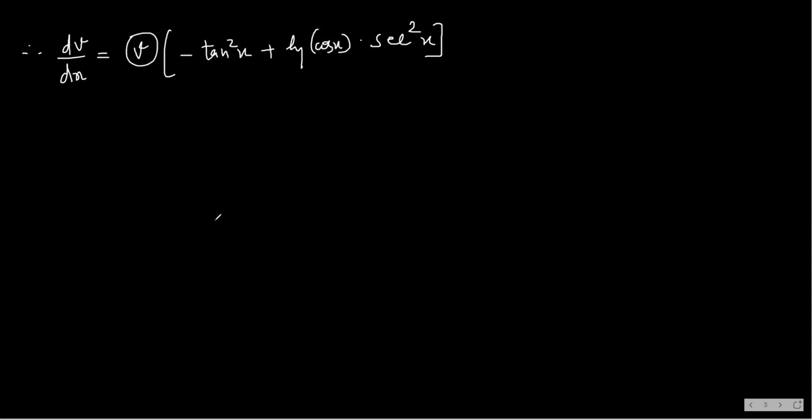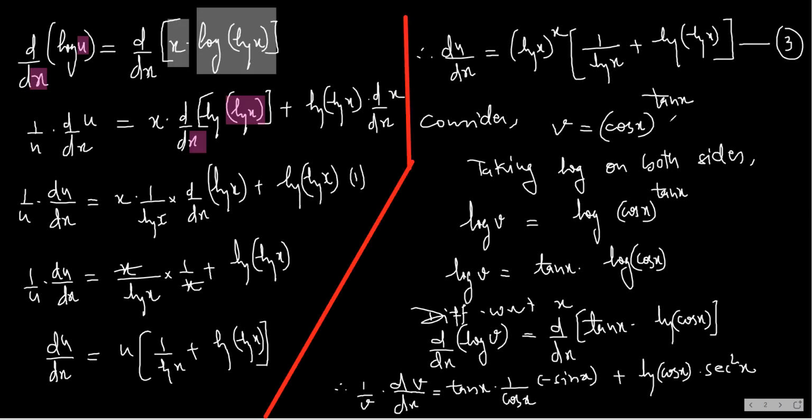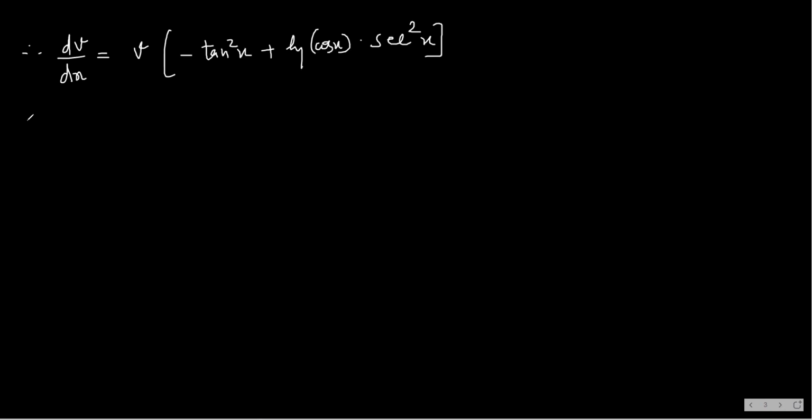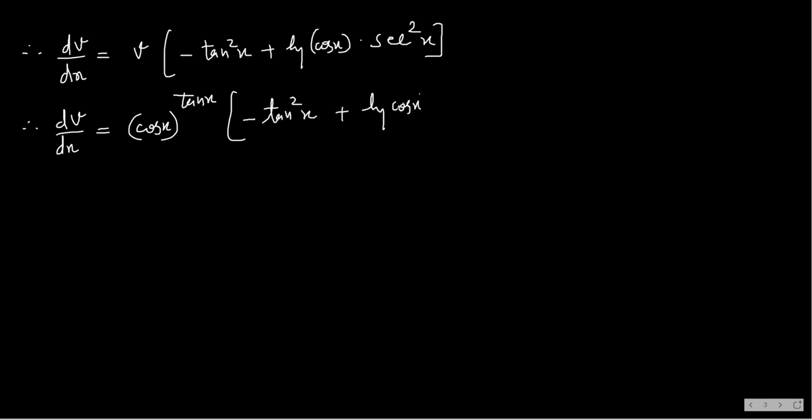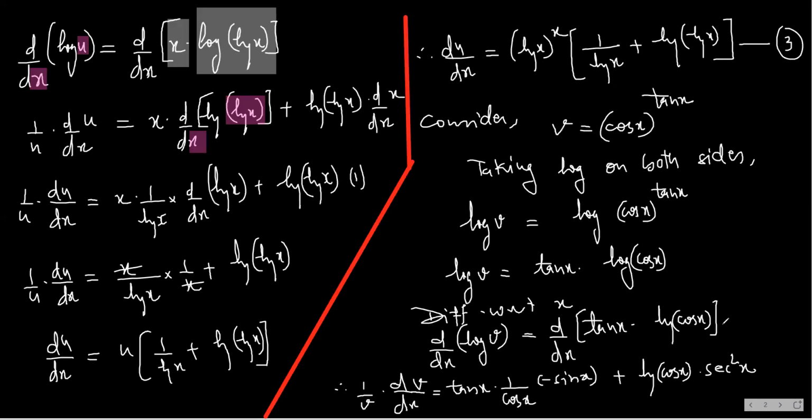And what is the next step that I will do? I'll write what v was. v was cos x raised to tan x. So I will write therefore dv by dx equals cos of x raised to tan of x into minus tan square x plus log of cos x into sec square x. And this is equation number 4. So you got du by dx in 3, you got dv by dx in 4.